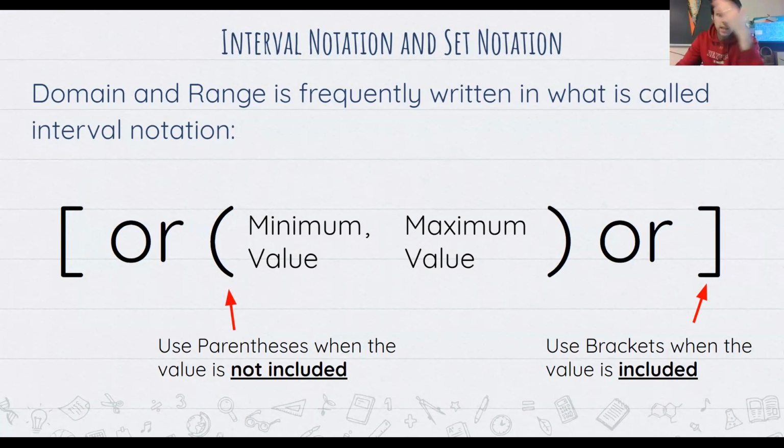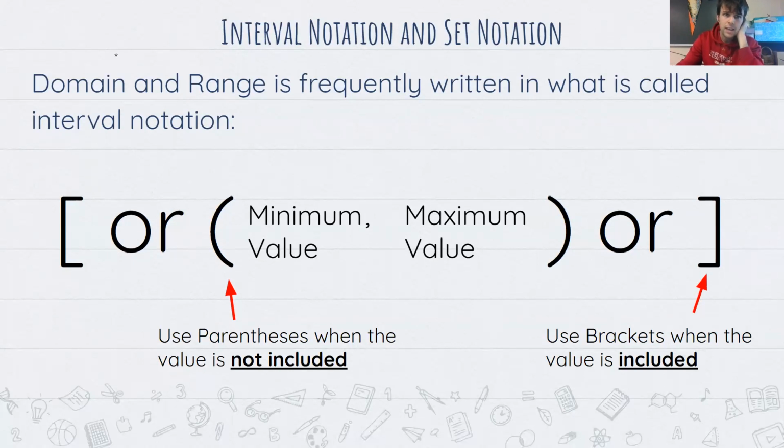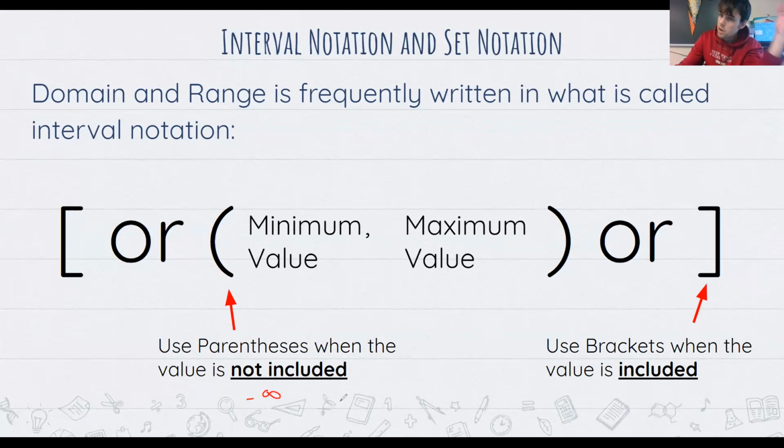The difference here is that we use parentheses when either the minimum or the maximum is not included. We also use that with negative infinity and positive infinity, because technically those aren't really numbers. Negative infinity, which isn't a number, is not included in our domain, so we use parentheses with that. Infinity also, right? So if that value is not included.